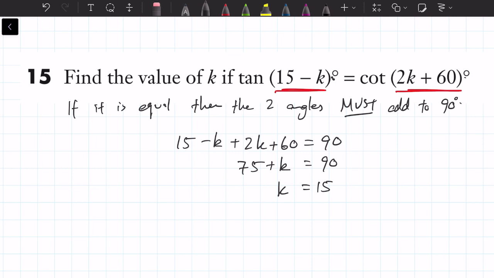We're going to be able to solve it easily if we understand the way that complements work, that they're simply adding to 90. And we see how we go.